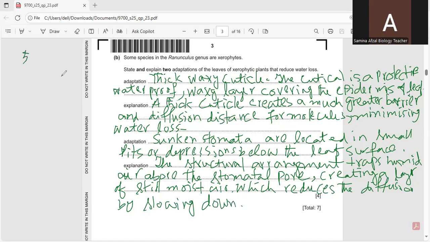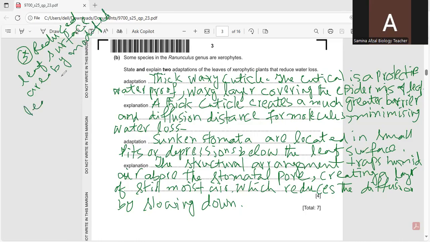Other adaptations can be number 3, reduced leaf surface area by modified leaves, and trichomes.